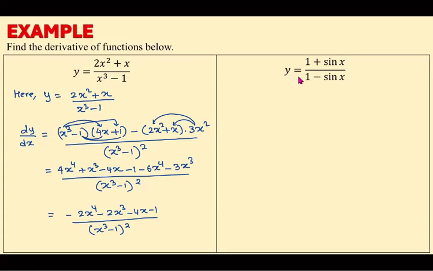Okay, wonderful. Here's the other one, a trig function in the form of numerator over denominator. So here also, we are going to use the quotient rule and simplify this. So let's do it. So here, our function is y equal to 1 plus sine x over 1 minus sine x.